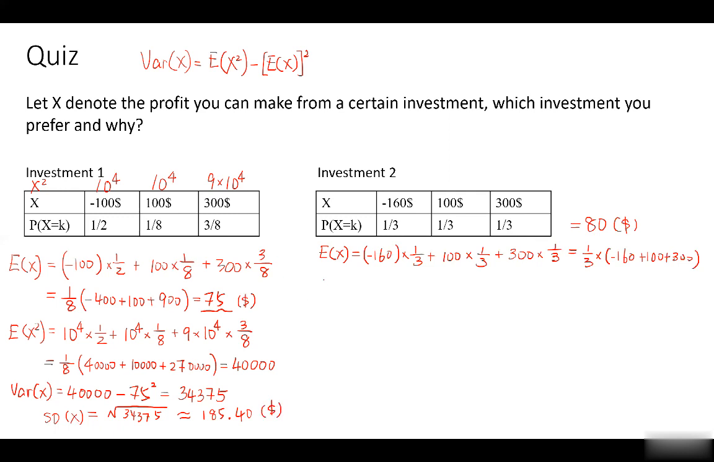And again, let's calculate the variance of X and the standard deviation of X. First of all, let's calculate the expected value of X squared and put another row denoting X squared. So this is 160 squared, 100 squared, and 300 squared. So the expected value of X squared is 160 squared times 1/3 plus 100 squared times 1/3 plus 300 squared times 1/3, which is 1/3 times the sum of these numbers.